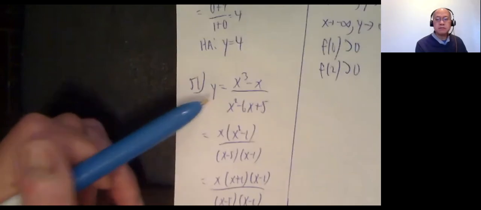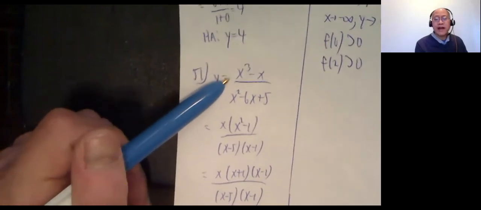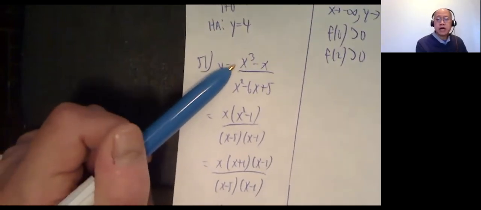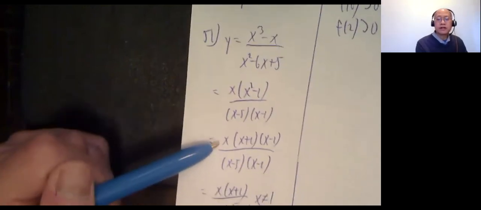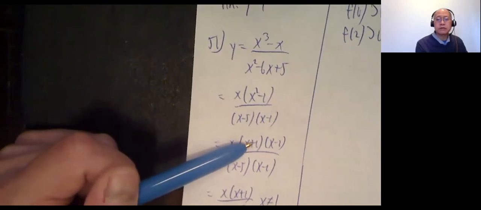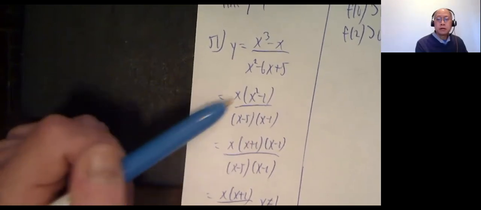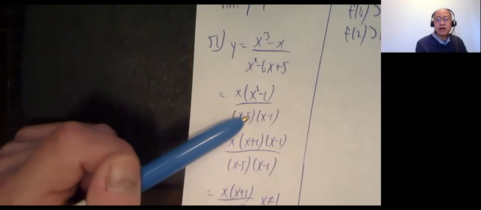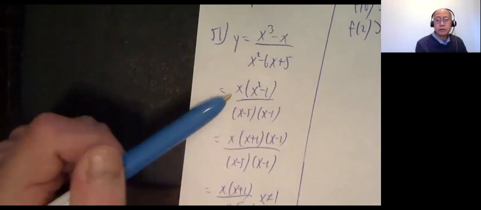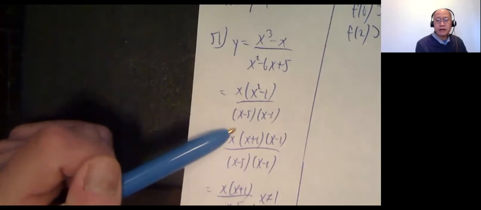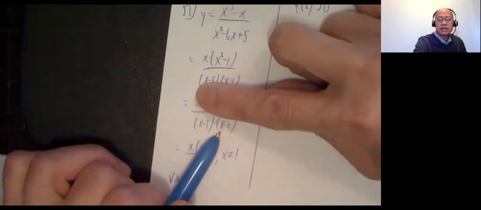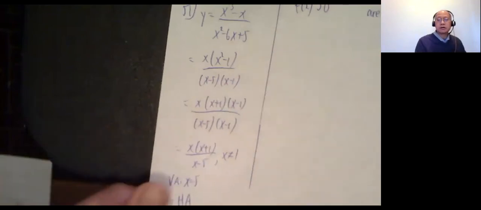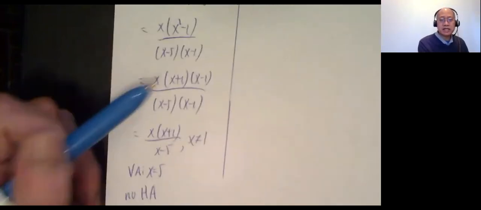Okay, 51 is a little bit trickier. So first factor. The top is x times x squared minus 1, which factors into x times x plus 1, x minus 1. The bottom factors into x minus 5, x minus 1. So factor, factor, factor. At first glance, you might say x equals 5 and x equals 1 are vertical asymptotes, but not this time because you get a cancellation.